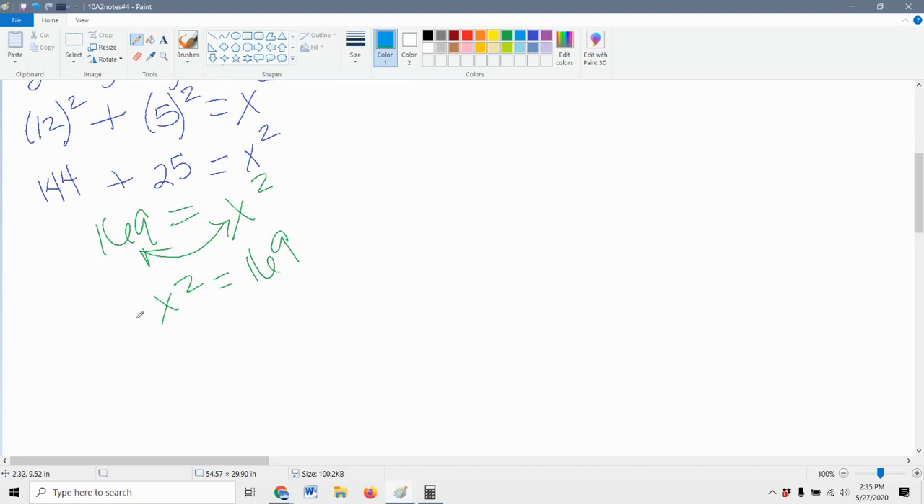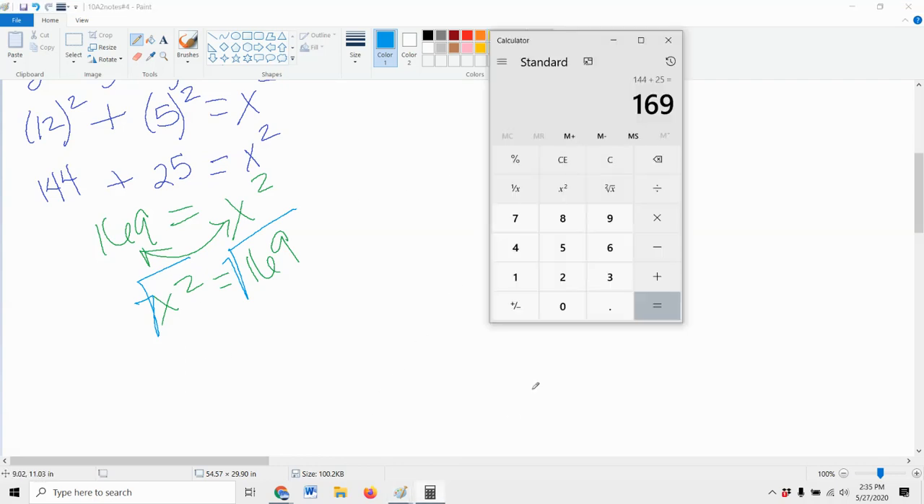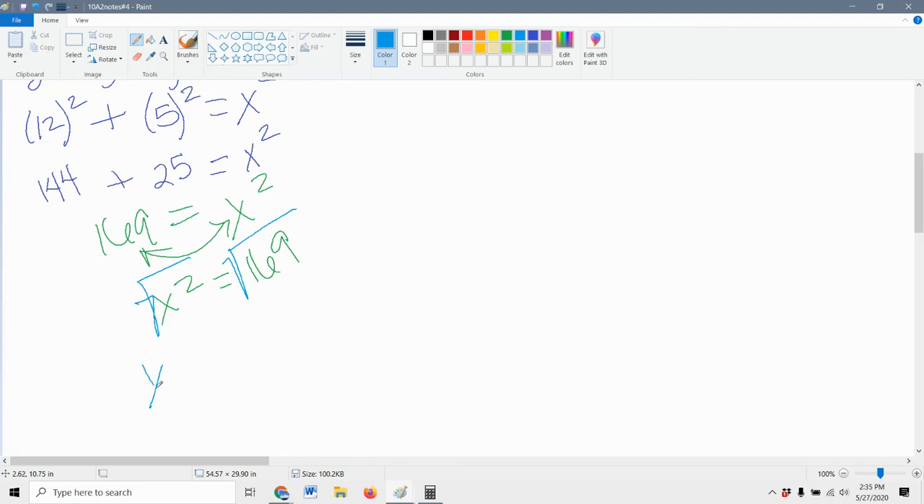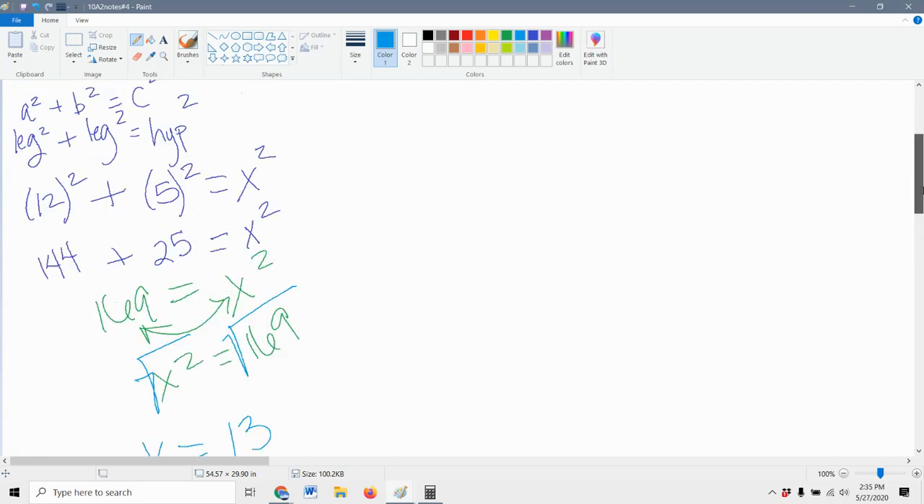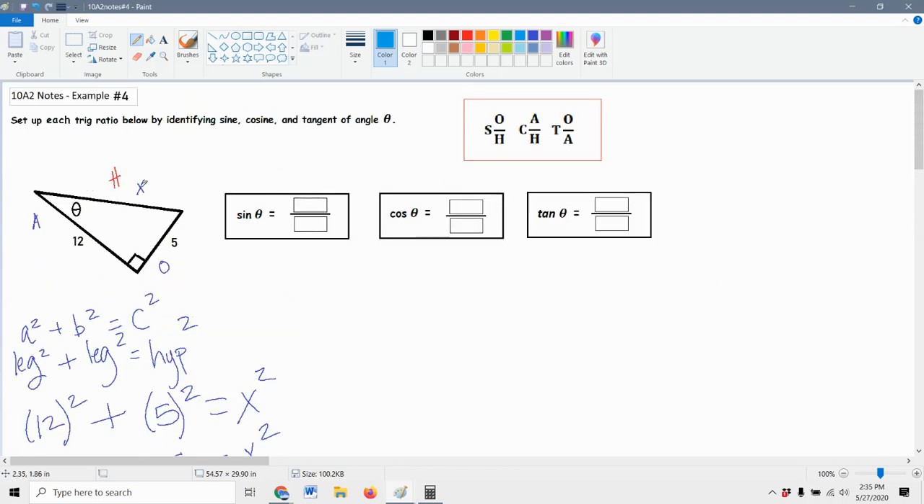And now in order to get x, we need to take the square root of x squared. And when we do that, again, you're going to go to your calculator. You're going to hit the square root. And if you get an even number, use it, guys. Square root of x squared is x. Square root of 169 is 13. And then we'll fill that in up here. So now instead of that side being an x, it's a 13.